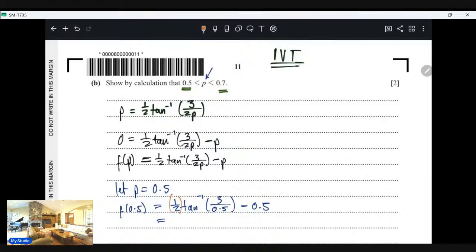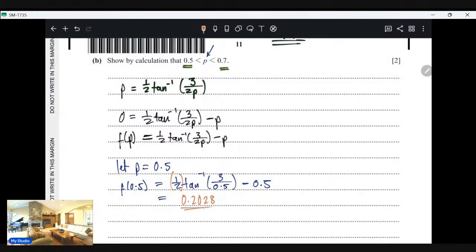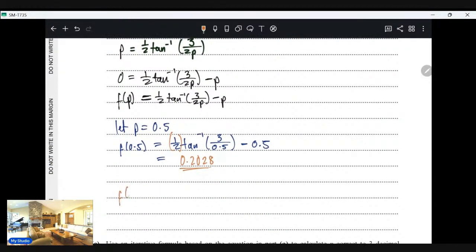All right, so you got 0.2028, right? All right, let's just say. Now, what about f of 0.7? If you say, let p be equal to 0.7, it'll be now half tan inverse 3 over 0.7 minus 0.7. What is that going to give?